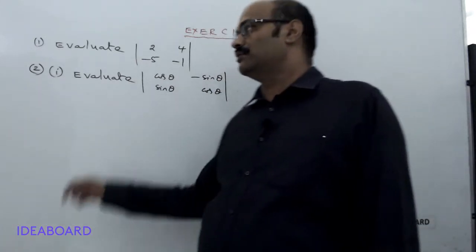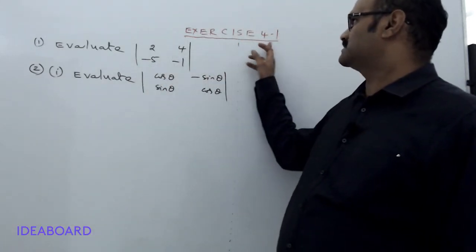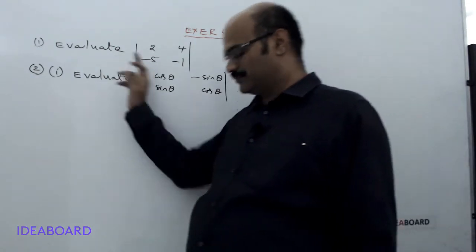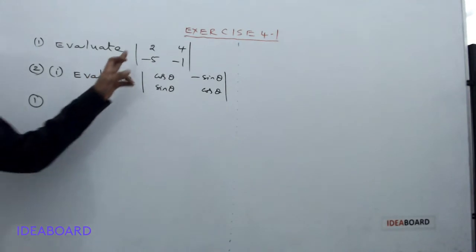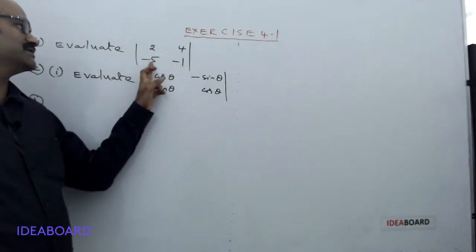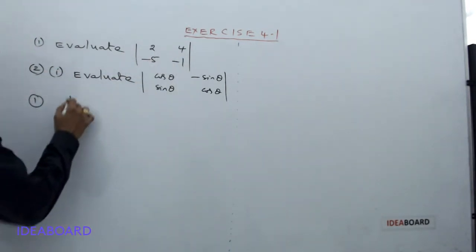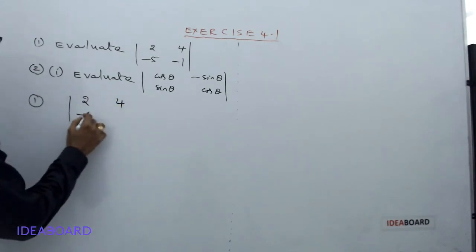Hi students, today I am doing the problems on exercise 4.1. First problem, evaluate the determinant of 2, 4, minus 5, minus 1.